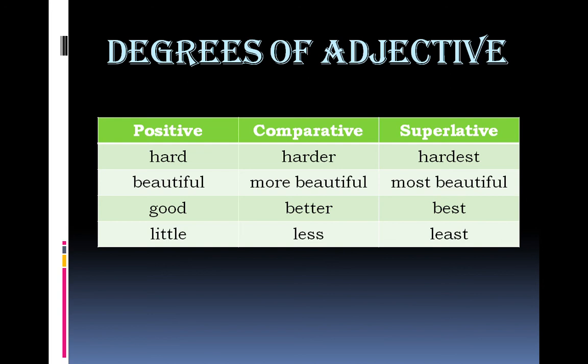In some cases, all the three degrees are different. They are special cases, like good, better, best, little, less, and least. They are very small in number. We'll now have examples of degrees of adjectives in sentences.